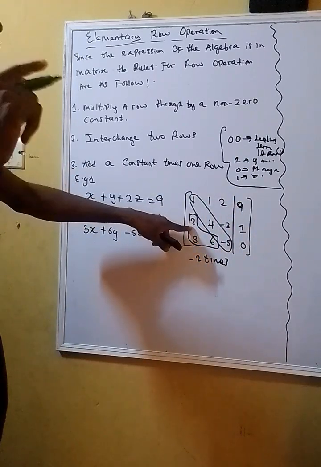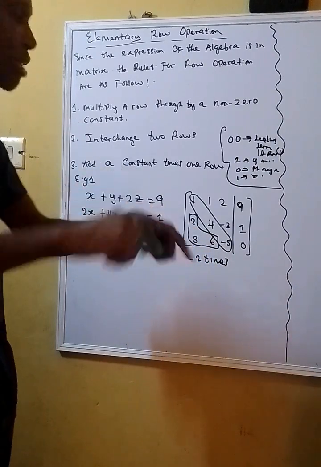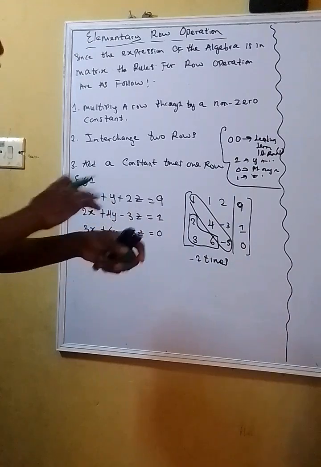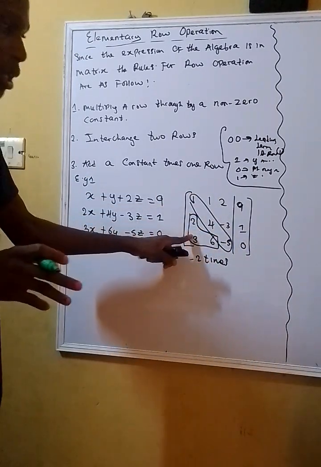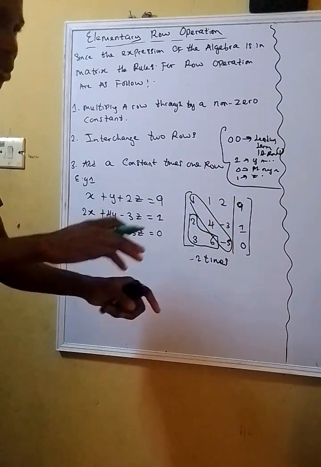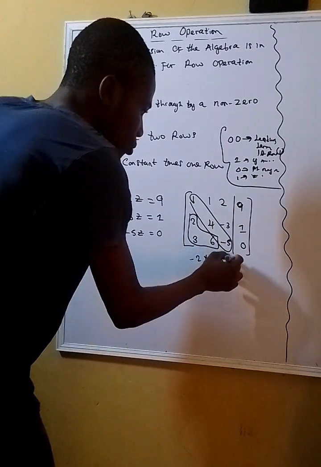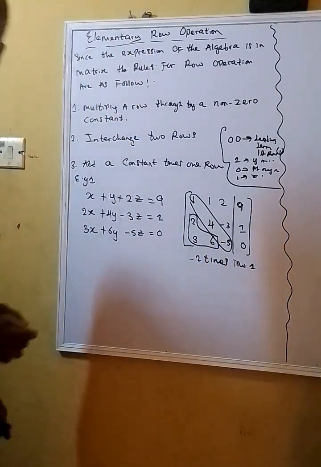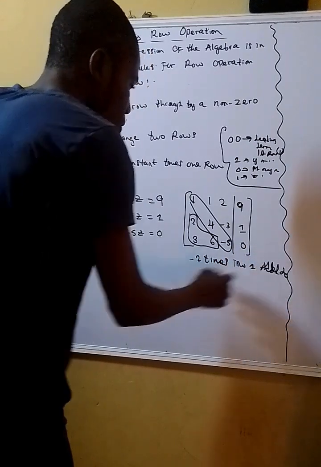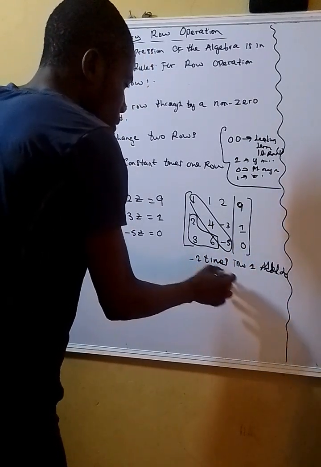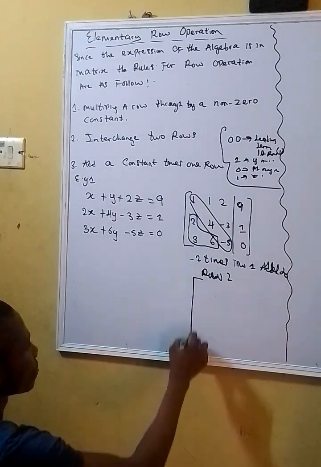Now listen, the function you want to perform has to be on one certain row, and the function I'm performing is based on row 2 now. Whatever I'm doing will not affect any other row aside from row 2. If I want to perform on row 3, it will not affect any other row aside from row 3. So if I say minus 2 times row 1, you get what I'm saying? Minus 2 times row 1 added to row 2.